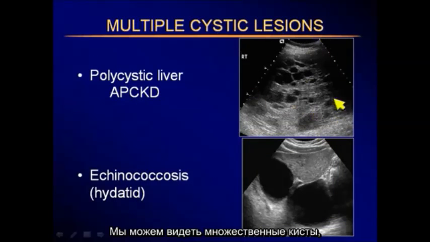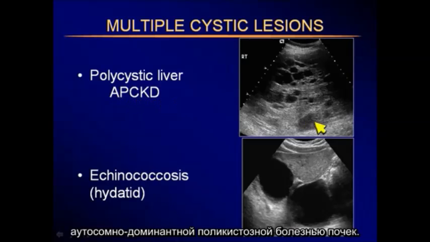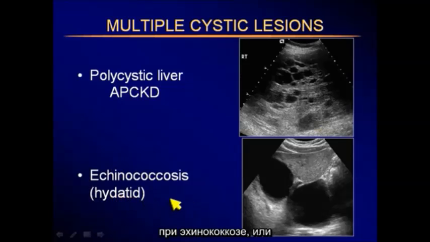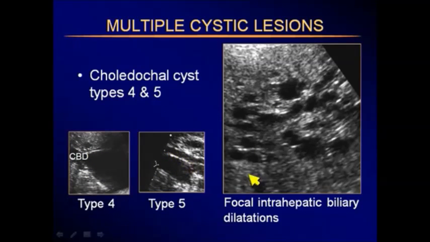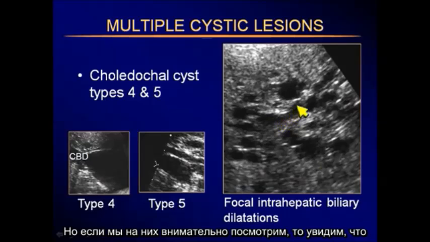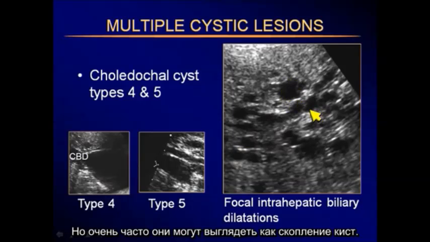We can have multiple cystic lesions throughout the liver. Very often these are associated with adult polycystic kidney disease, the dominant polycystic kidney disease. We could see multiple cysts with echinococcosis or hydatid disease, as was in this case. We can have multiple cystic lesions throughout the liver that are actually choledochal cysts, the type 4 and the type 5. Type 4 has the dilated bile duct. Type 5 has a normal bile duct. But we can see these cystic structures throughout the liver. If we look at them closely, we will realize that they actually connect, and these are tortuous tubular structures. But many times they just look like collections of cysts.